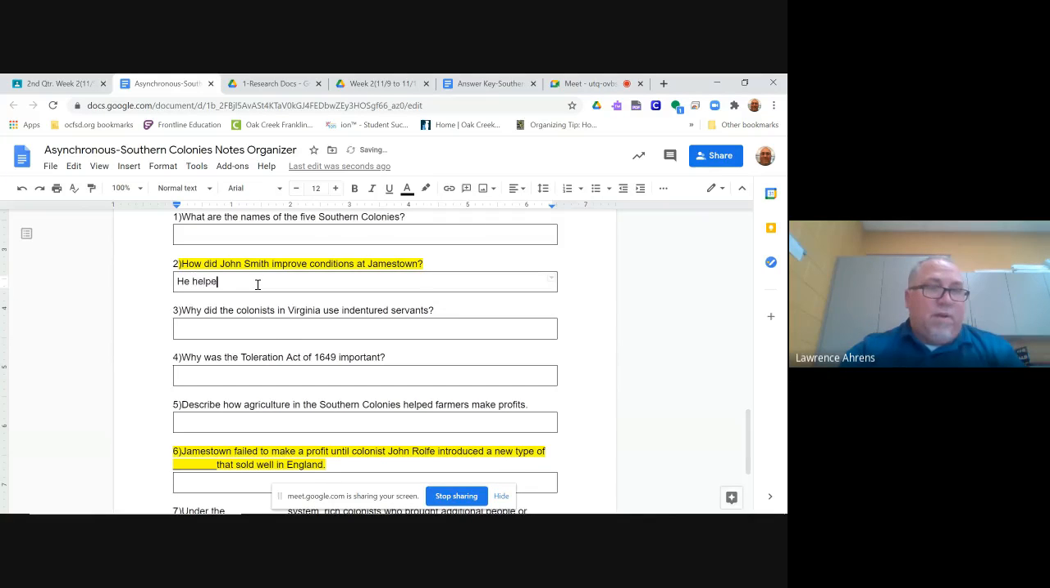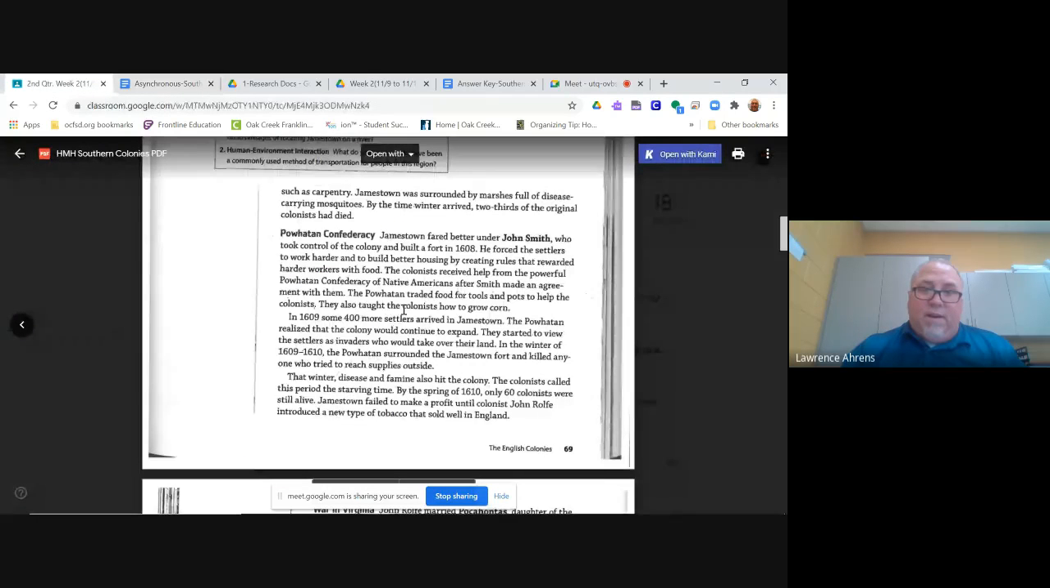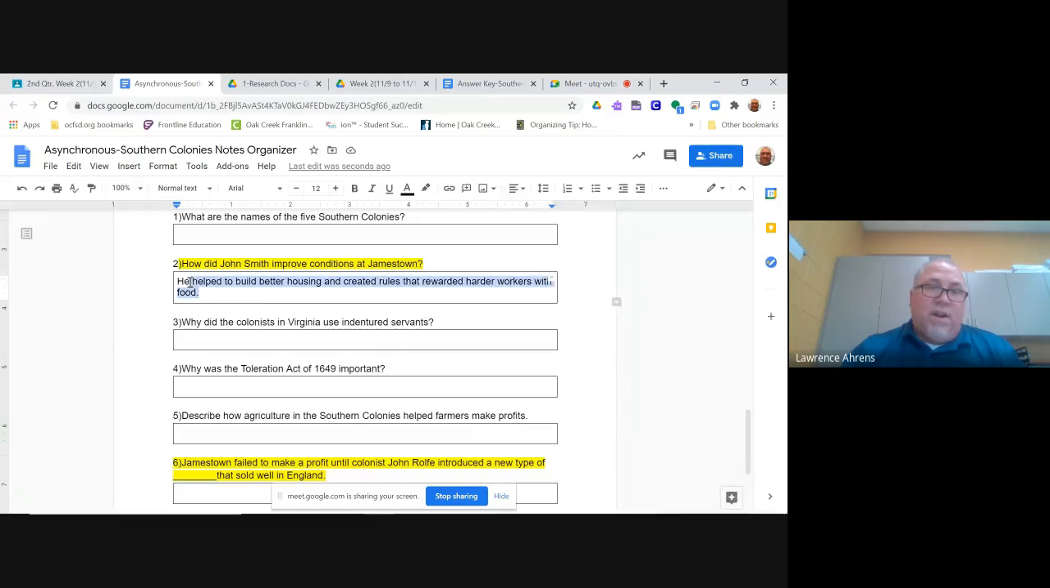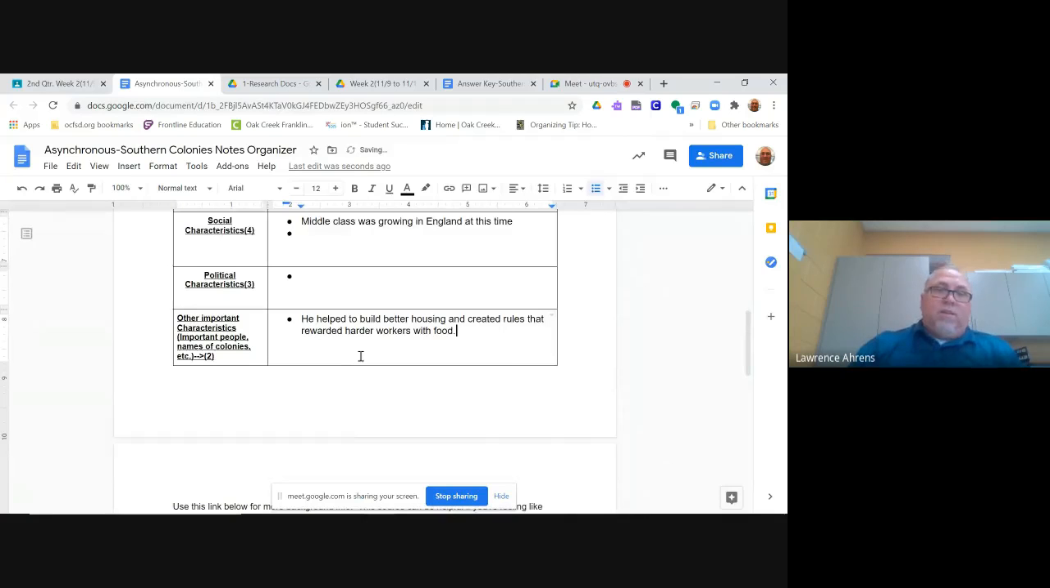So I'm going to put that he helped build better housing and created rules that rewarded harder workers with food. And that's pretty much what they said in the text here as well, that was the main thing. In addition, he also helped create some negotiations with natives that helped them as well. So I'm going to just copy and paste that, and instead of saying here "he," I'm going to put John Smith.